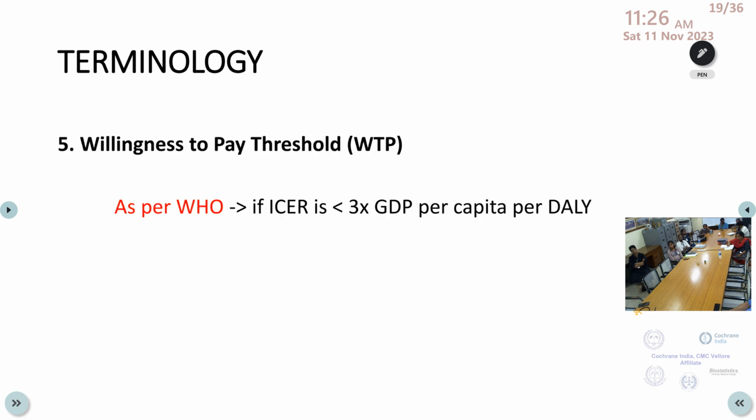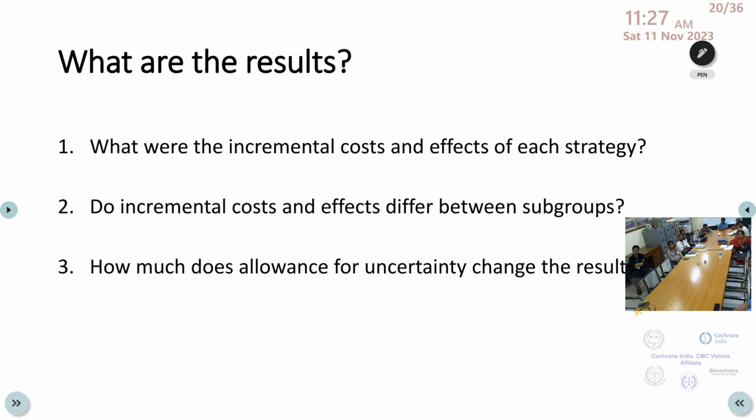Willingness to pay, like I said: if PCI versus CABG was 1 million for one quality-adjusted life year, should the government invest in it? So WHO made a cutoff saying if the ICER is less than 3 times the GDP per capita per DALY, it is an economically viable option to consider. Whereas if it is not, it is not viable from a societal perspective. I just wanted to mention that because, at the end of it, everything is willingness to pay, the trade-off between health versus economic benefit.